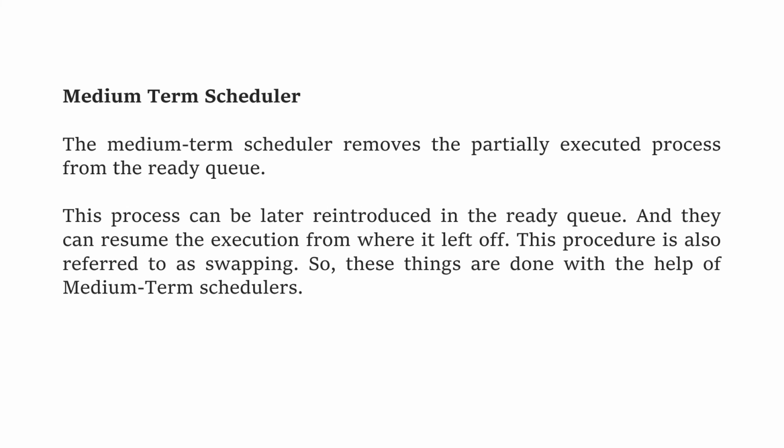Next, we can see the medium-term scheduler. This removes the partially executed process from the ready queue. This process can be later reintroduced in the ready queue, and it can resume the execution from where it left off. This procedure is also known as swapping. These things are done with the help of the medium-term scheduler.